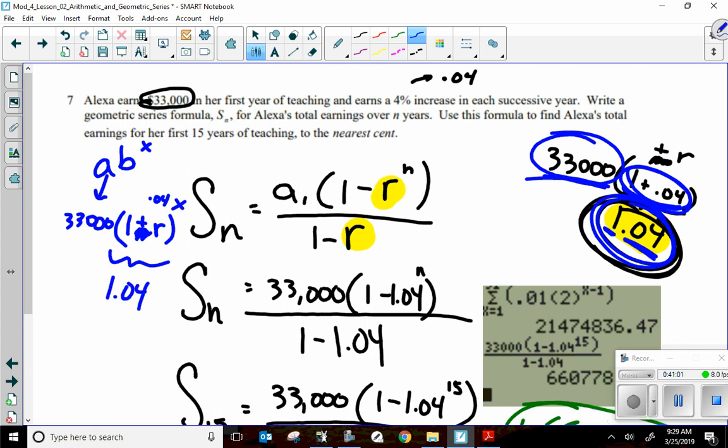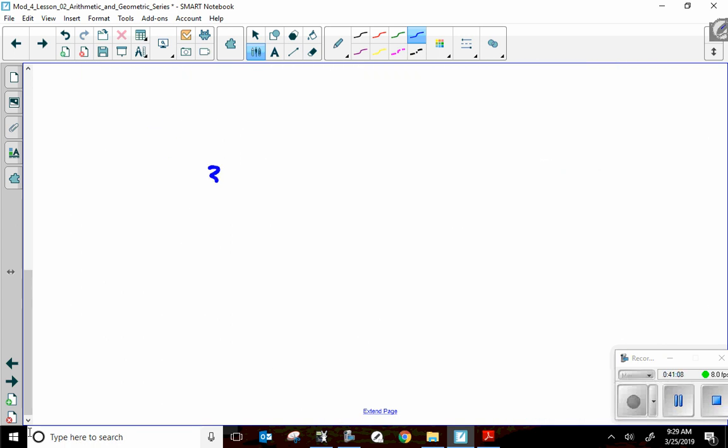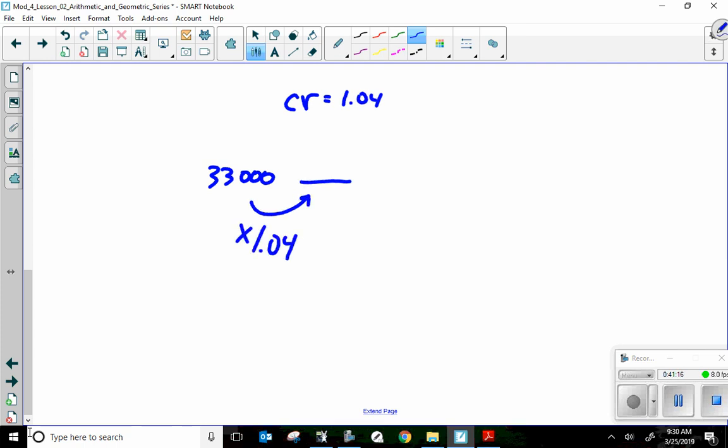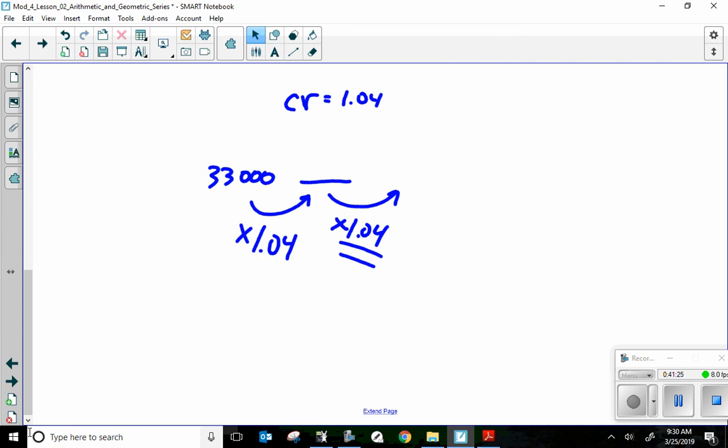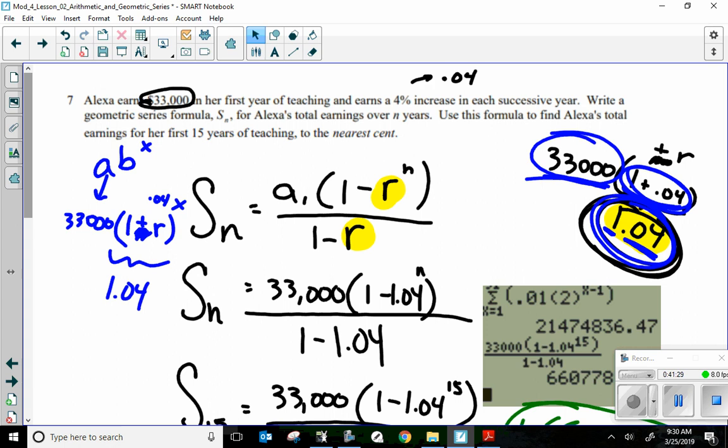So if we had an actual geometric series for this woman's wage, it would start with 33,000, and my common ratio would be 1.04, which means to get here, I multiply times 1.04, whatever this is. To get to here, I multiply times 1.04 and so forth, not 0.04. This is what the test does to you. Just make sure you understand. I'll see you later.